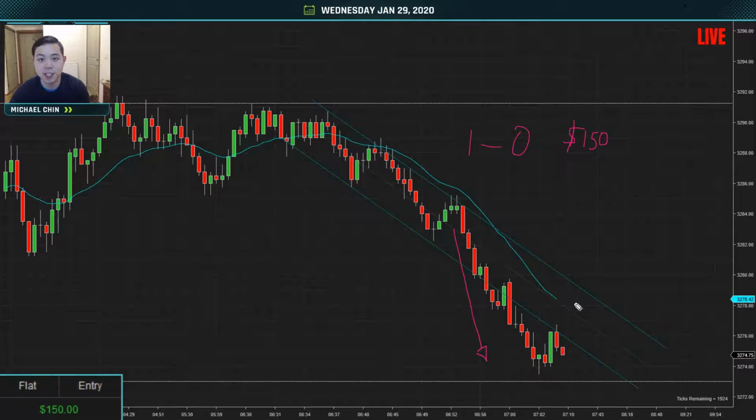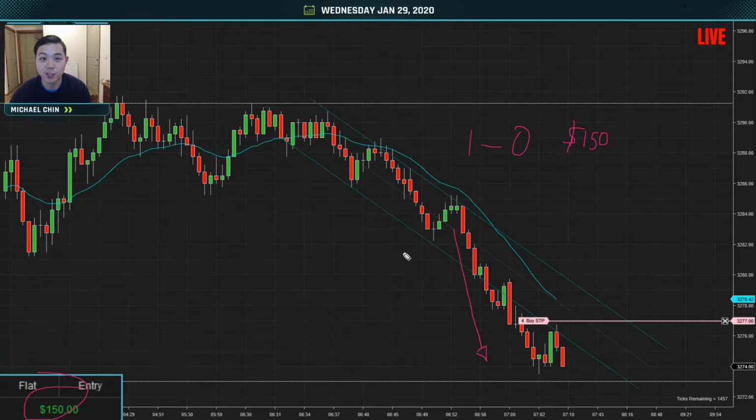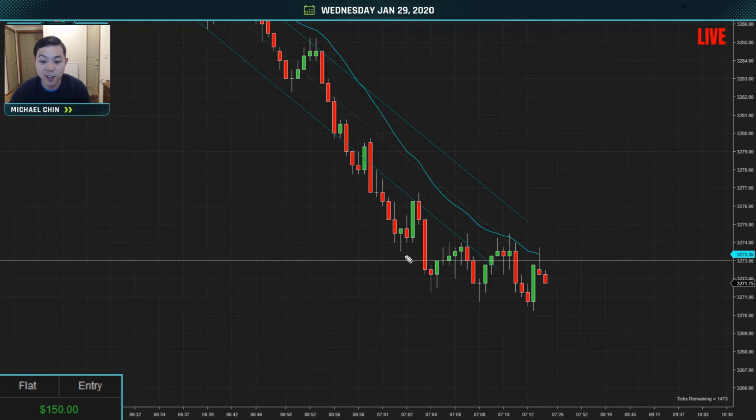All right, yeah, so we got stopped out there. Very unfortunate, but we are up $150 for the day. So after we took that trade over here, prices actually continued to go down further, but now it looks like they're starting to go sideways. And when we start to see this sideways action, this typically means it's the end of the trend. And now I'm going to be looking for any signs of a reversal here.